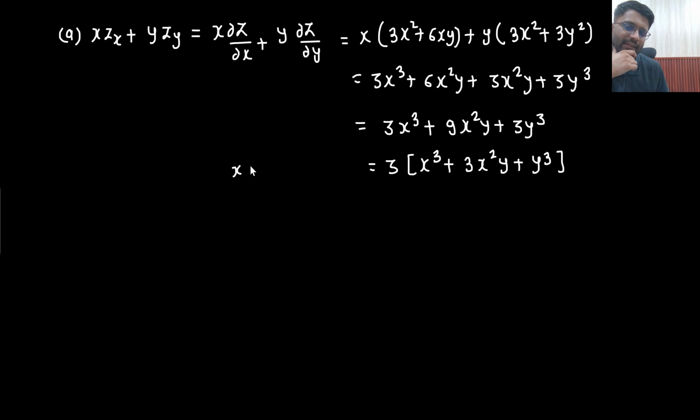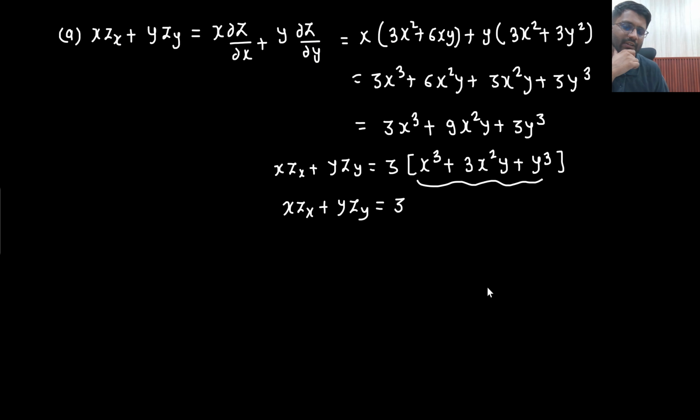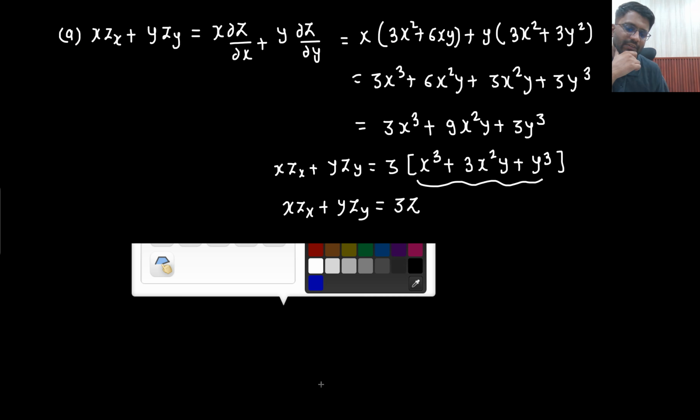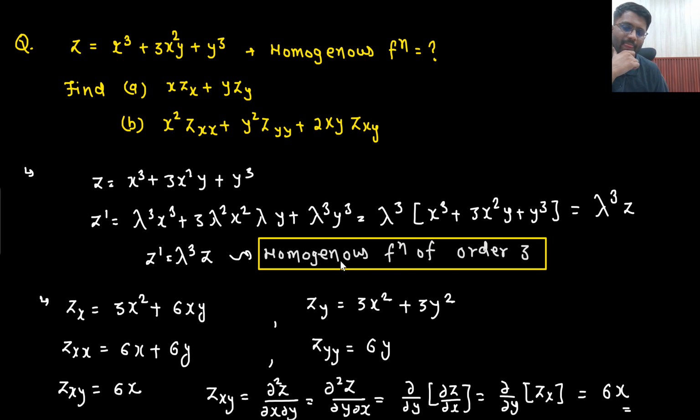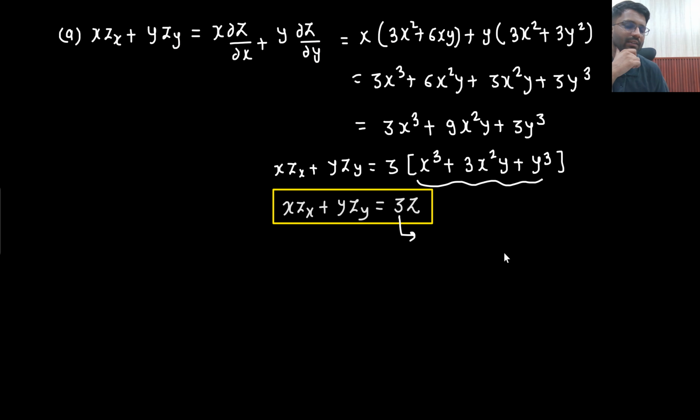Answer of x zx plus y zy. This is the answer that we are getting. So x zx plus y zy is coming out to be 3 into, what is this function? If you look closely, it is z only. This is the answer we are getting. And did you notice one thing? What is this 3? Homogeneous function of order 3. Degree of a homogeneous function.